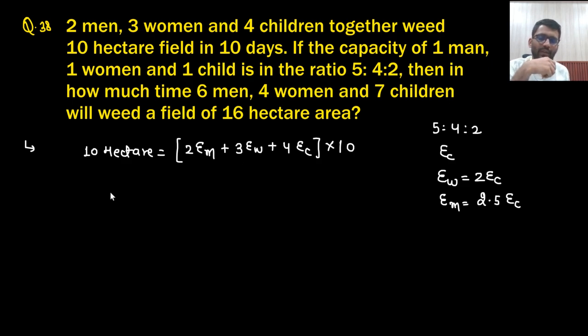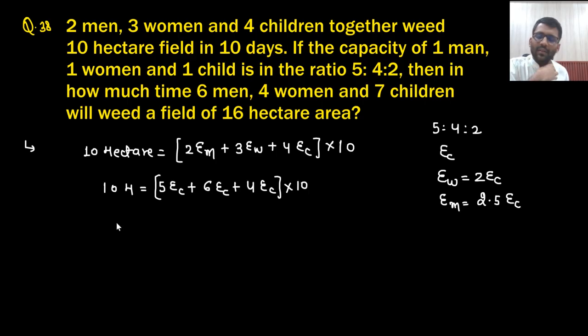Right? So what can we do? 10 hectare field. 2 men means 5 children. 2 men mean 5 children, plus 3 women means 6 children, and 4 children means 4 children only.